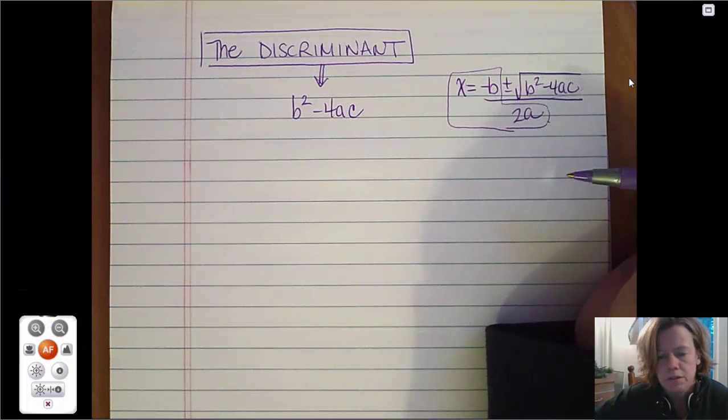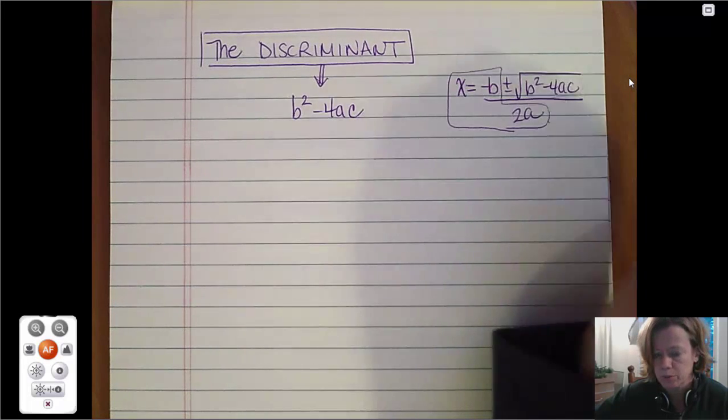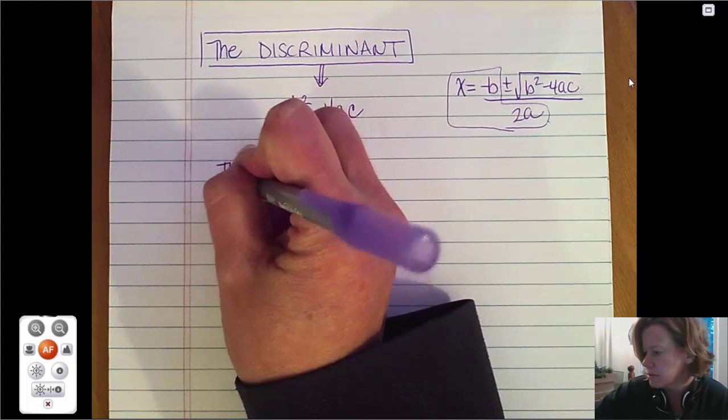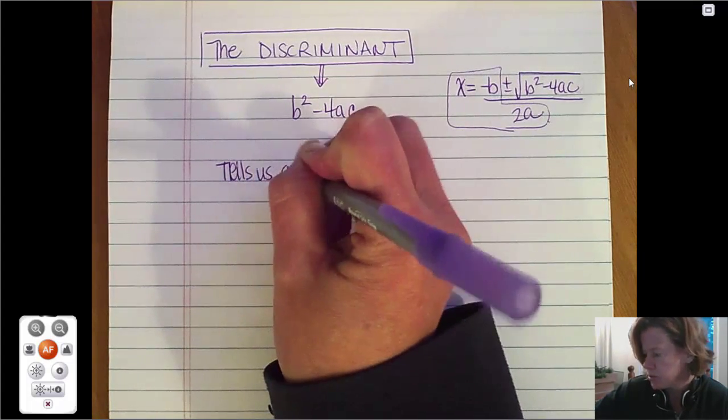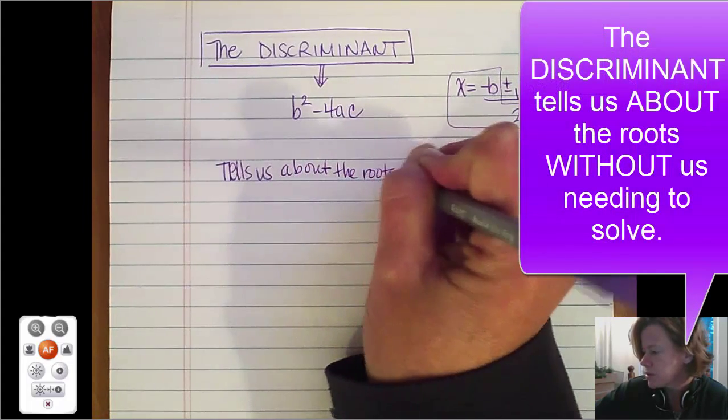What the discriminant does for us is it tells us about the roots without us having to solve. And I was leading you into that yesterday when we solved problems with the quadratic formula. So, what you want to know is that the discriminant tells us about the roots without solving.